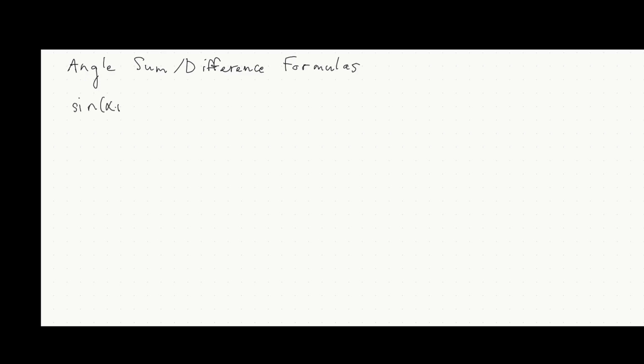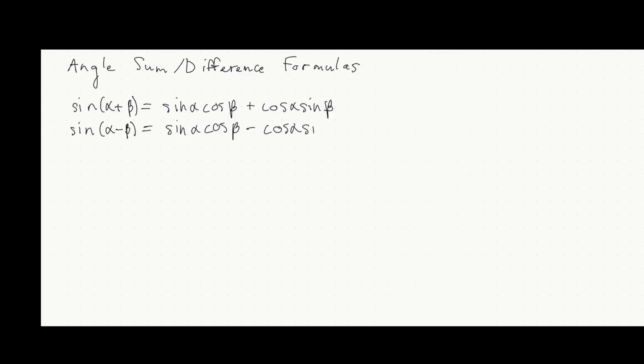So for the sine sum, we have sine alpha cosine beta plus cosine alpha sine beta. And for the difference, we have sine alpha cosine beta minus cosine alpha sine beta.